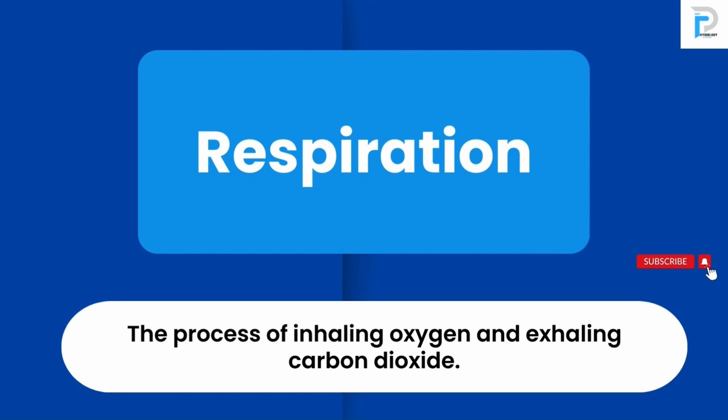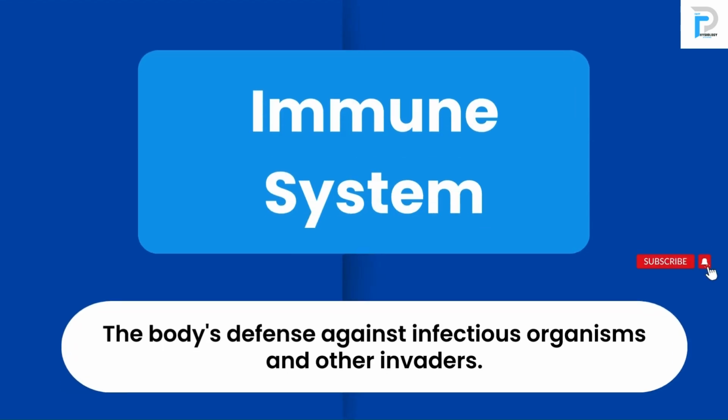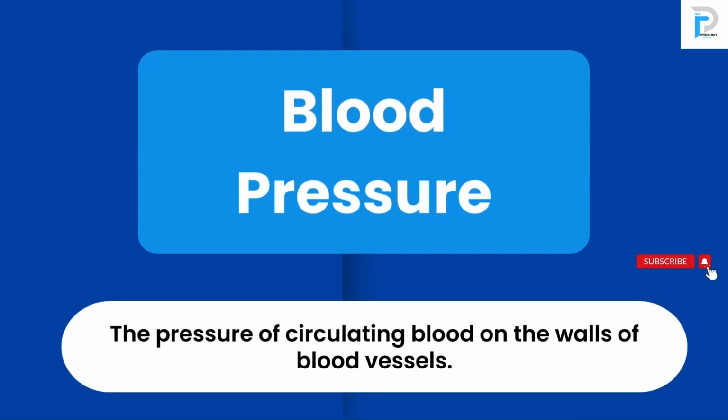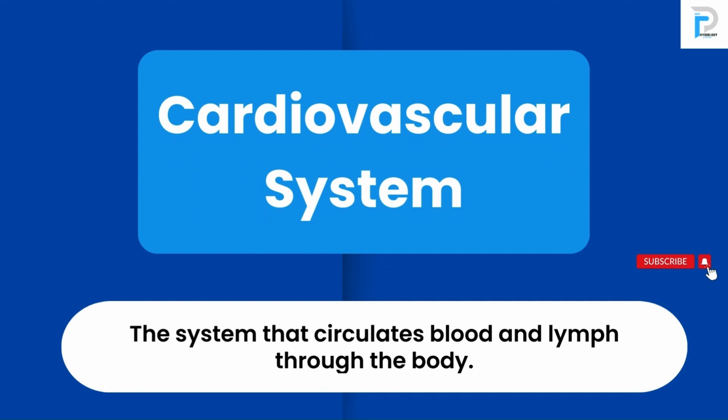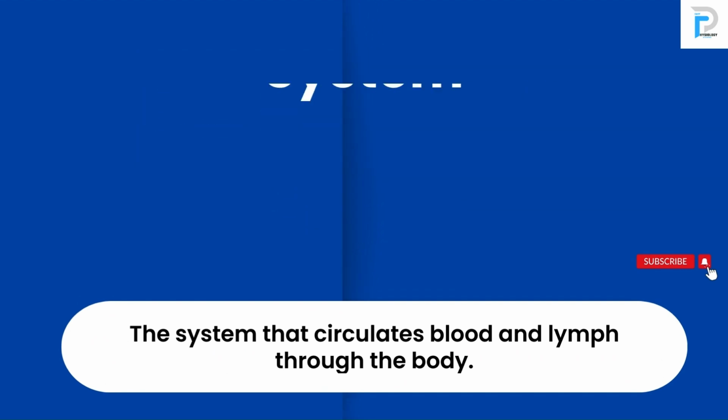Respiration. The process of inhaling oxygen and exhaling carbon dioxide. Immune system. The body's defense against infectious organisms and other invaders. Blood pressure. The pressure of circulating blood on the walls of blood vessels. Cardiovascular System. The system that circulates blood and lymph through the body.